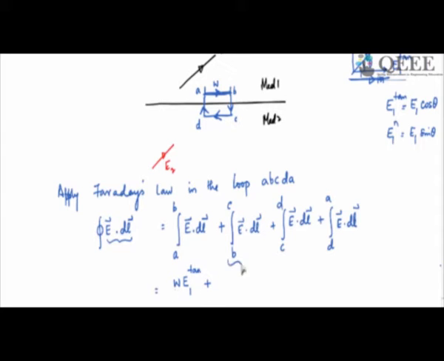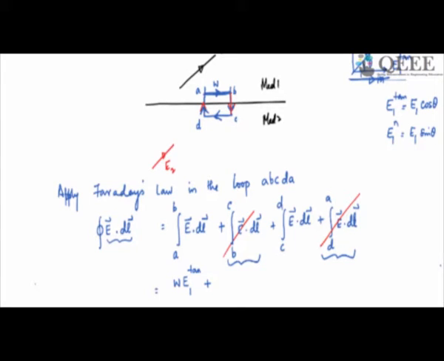Plus, look at the second path and the fourth path, B to C and D to A. They are equal and opposite with each other because everything else remains the same, only the direction has changed, which means that these two terms will actually cancel out. Actually, these two terms will cancel out not because they are in opposite direction, but because you have the angle as 90 degrees, so that dot product will get cancelled out.